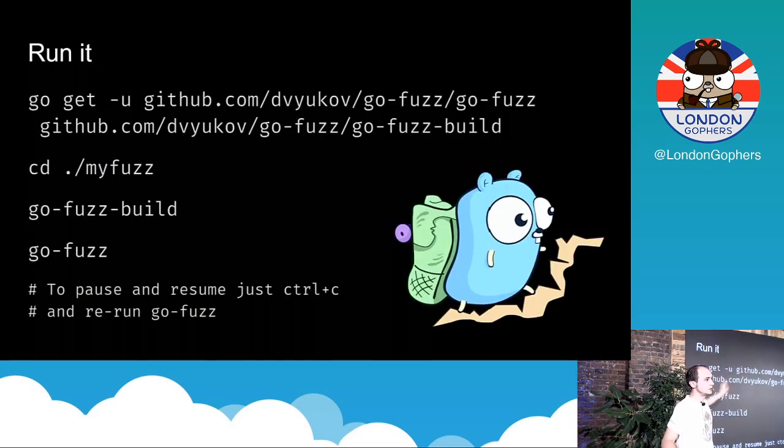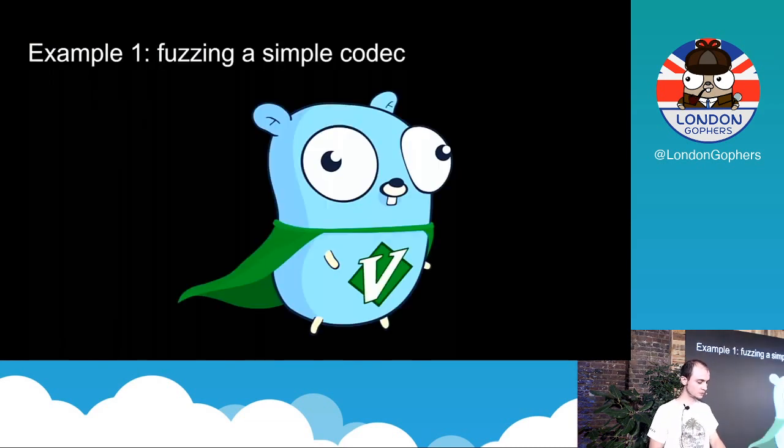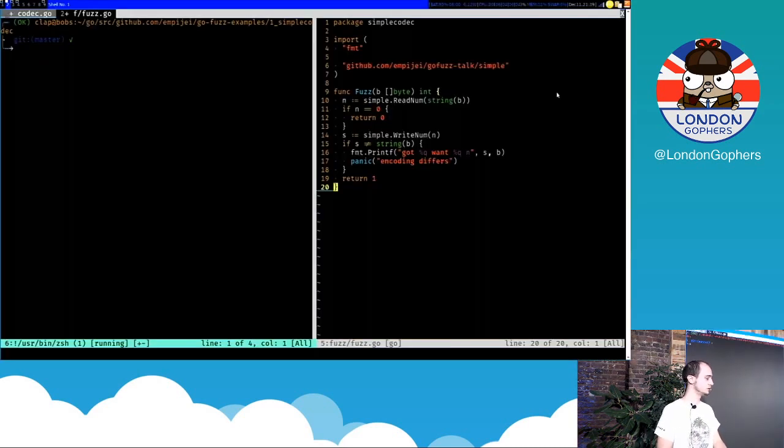To run this, you can't use the default Go tool. As I said, you need to instrument your sources, rewrite the sources, so you use an external tool, and you run just a couple of commands. And now I'm going to demonstrate how to do this.